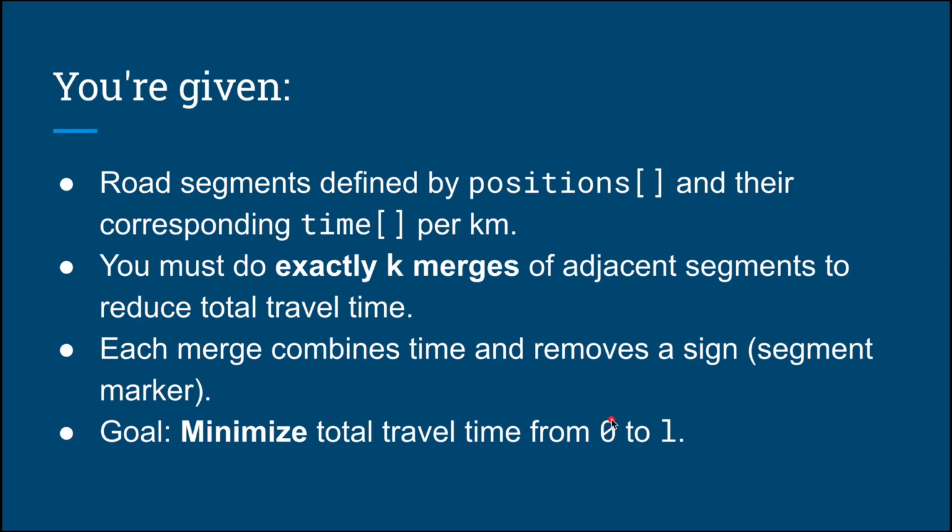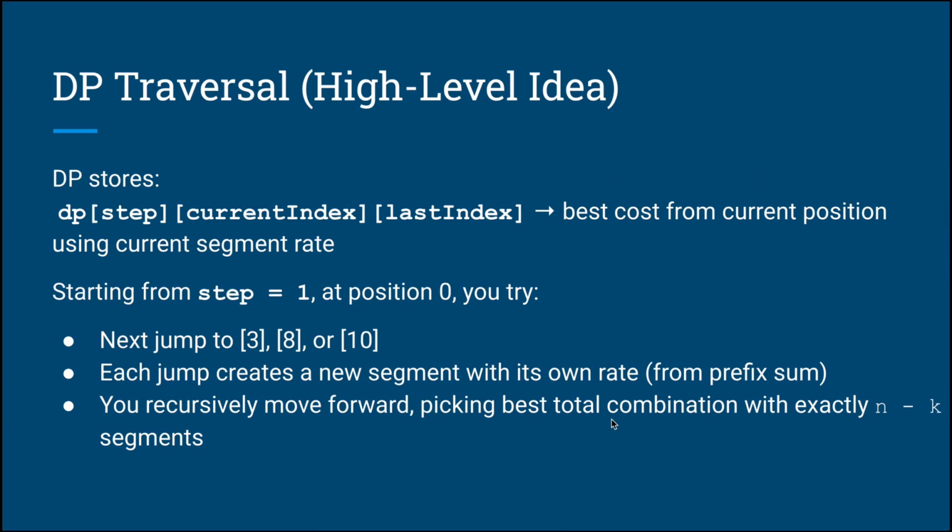So you are given the road segments defined by positions, and their corresponding time per kilometer. You must do exactly k merges of adjacent segments to reduce the total travel time, and each merge will combine segments and remove a sign, right? After the merge, you have to remove that sign and combine it. That we have already seen. Our goal is to minimize the total travel time from 0 to 1. So DP we will use here.